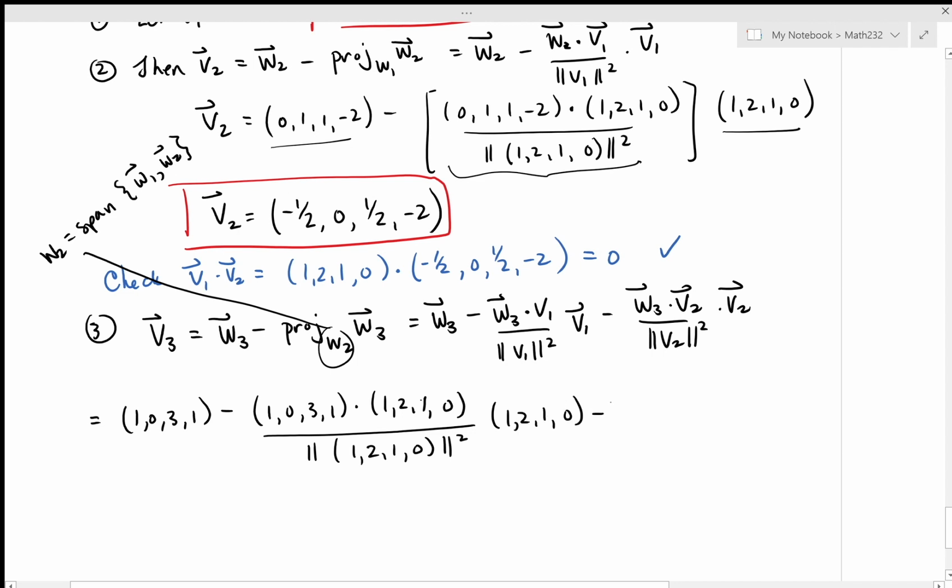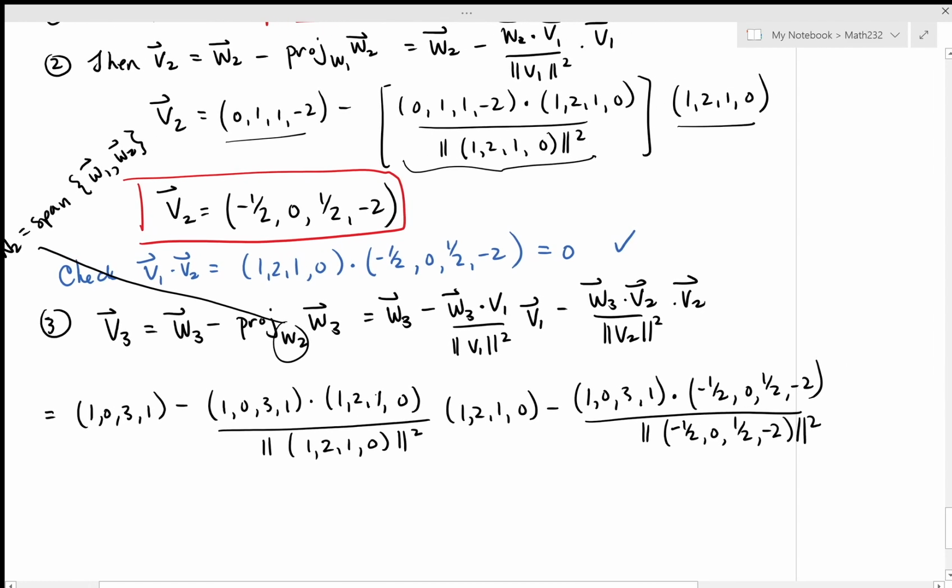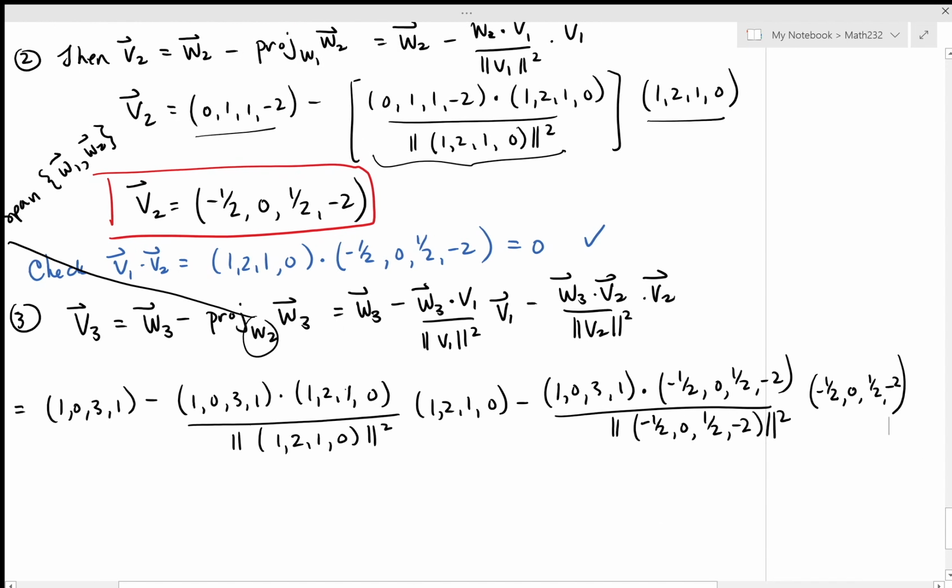And then I have to do the other one, the next one. That is going to be V3 dot V2. So this is V2. And then the norm of V2. And then I multiply that by V2. Let me just get that. That's minus 2 there in the end.